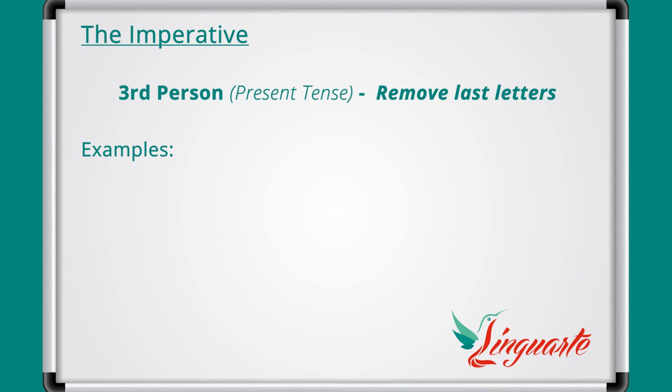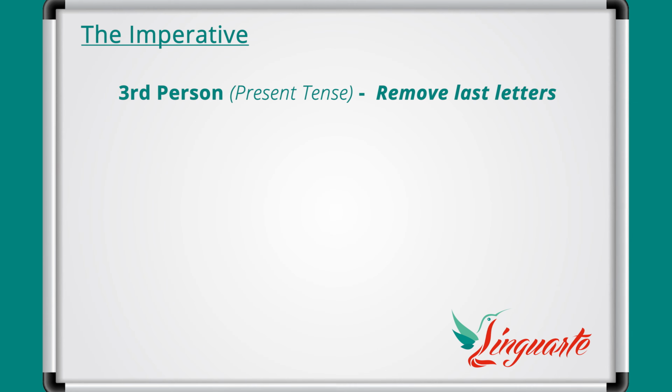Let's see some examples. The verb počúvať, to listen. First, we need to make a third plural person of the present tense, then počúvajú. From this, we drop the last letter u. In this way, we have the singular form of imperative. Počúvaj, listen. In the same way, from the verb čítať, read, we would have it in present tense, čítajú. Then, the imperative form would be čítaj, read.